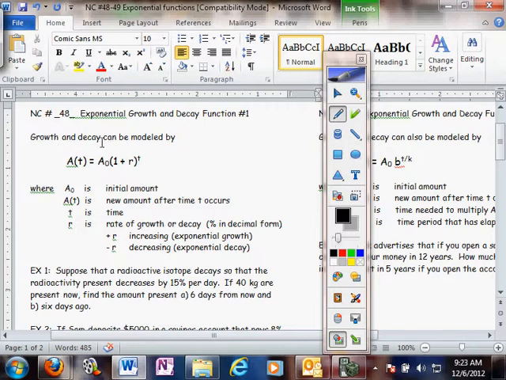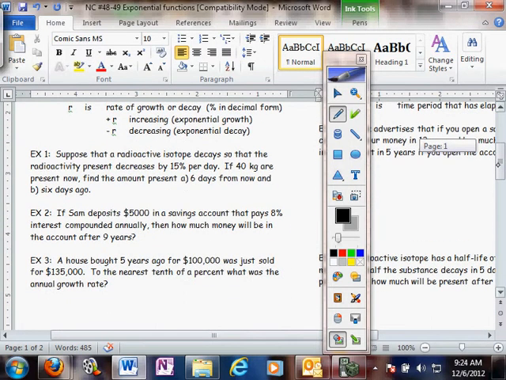Growth and decay can be modeled by this formula here. A of t is equal to A naught times 1 plus r to the power of t, where A naught is the initial amount, A of t is the new amount after time t occurs, t is time, and r is the rate of growth or decay. If it's going to be increasing or growth, it will be a plus r. If it's going to be decreasing or decay, it'll be a minus r. Let's just start taking a look at some of the examples. Let's start with number 1.